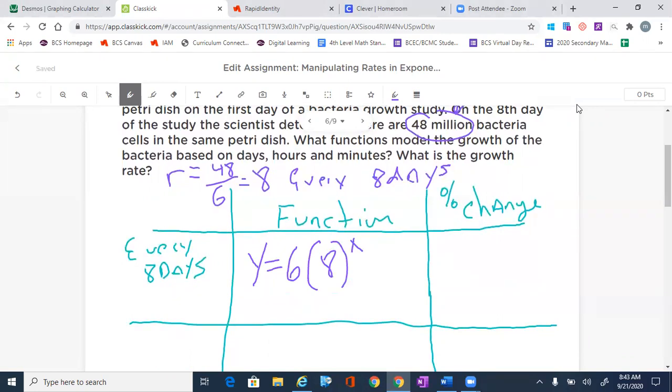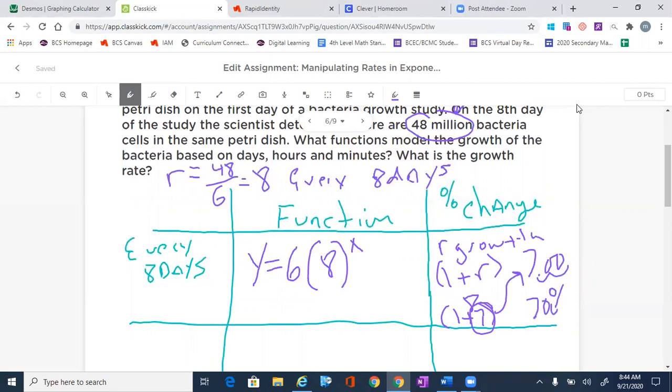Now, when we look at the percent of change, it's nice and easy. Remember that a rate, when it's growth, is 1 plus the rate. And if I look at the value of 8, that must be 1 plus 7. And if I change that 7 to a percentage, I take 7 and I move the decimal over, it's 700% growth.